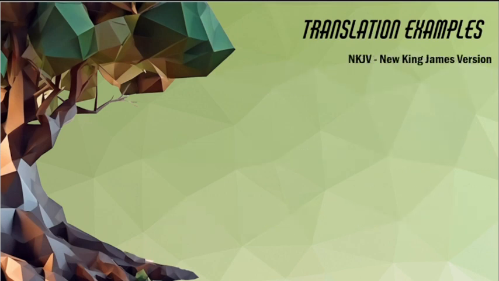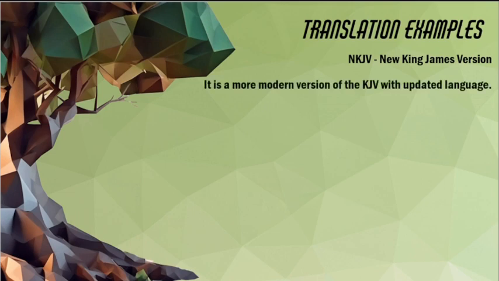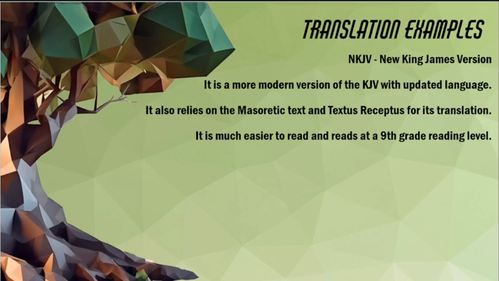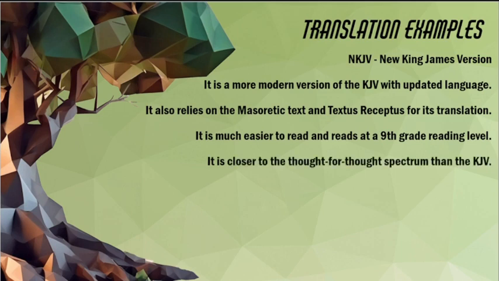Now, the NKJV is also what a lot of people you interact with are reading, and it's a more modern version of the KJV with updated language. It also relies on the Masoretic text and Textus Receptus for its translation. It's much easier to read. It reads at about a 9th grade reading level, which I'm not sure if I agree with or not. I do believe it reads a little harder than that, but that is the standard assumption. So it is closer to the thought-for-thought spectrum than the KJV is.